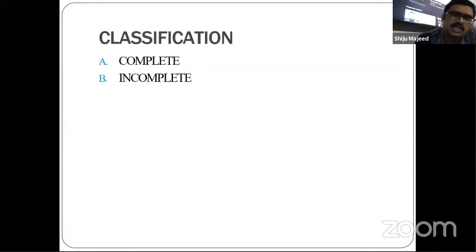So what are the spinal cord syndromes? Complete spinal cord syndrome and incomplete. Complete means there is nothing much to discuss, because it is a complete paraplegia or quadriplegia. So there is nothing much to discuss about complete spinal cord syndrome. But in incomplete spinal cord syndrome, there are a few varieties that you should know.